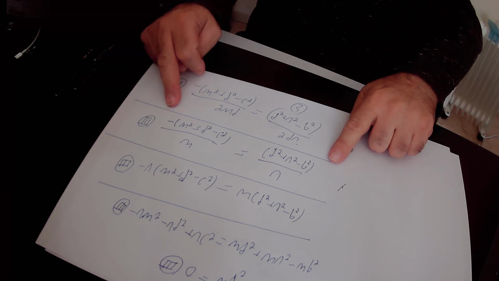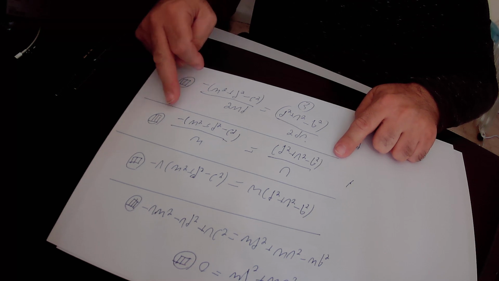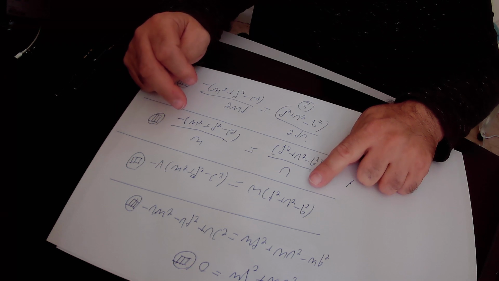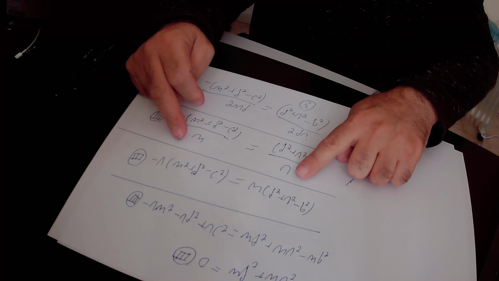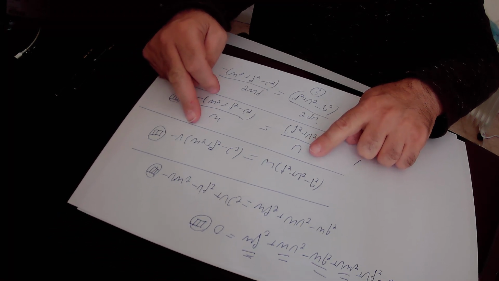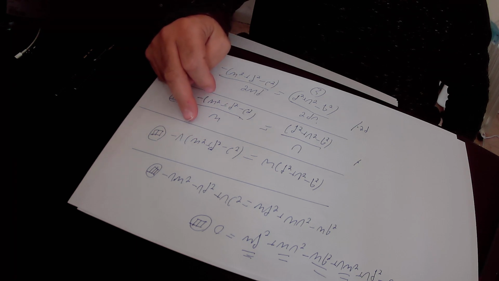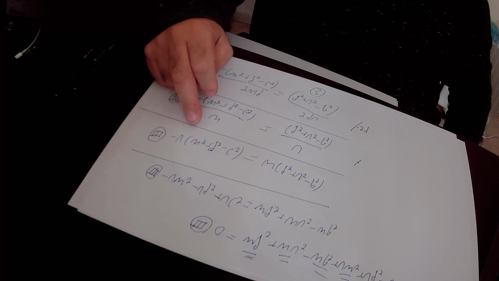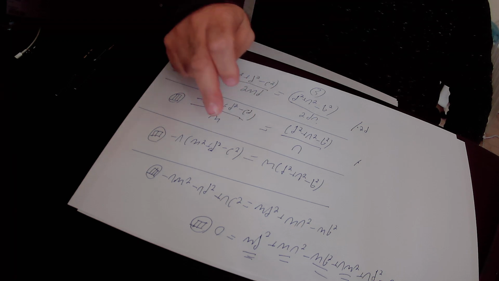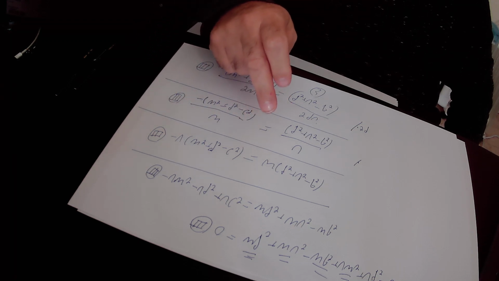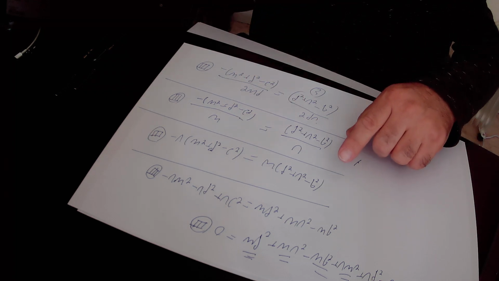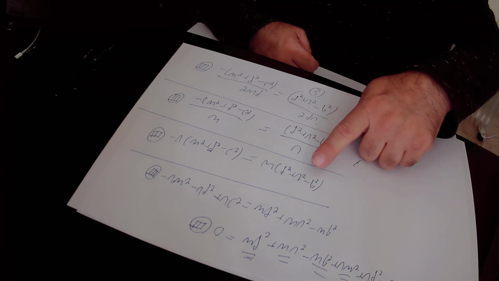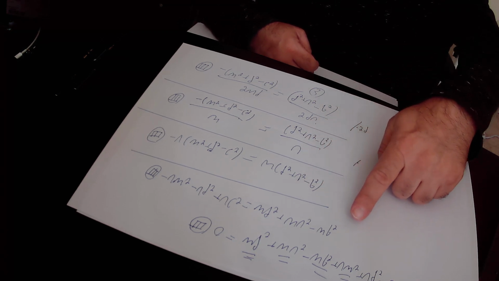Then we cross multiply this equation number 3, and we found out that minus n times m squared plus d squared minus c squared equals m, inside the brackets we have d squared plus n squared minus b squared. Then we open the brackets on both sides of equation number 3 and found out that minus n times m squared is minus n m squared, minus n times d squared is minus n d squared, and minus n times minus c squared is plus nc squared, because minus times minus is plus. On the other side of the equation we have m times d squared is md squared, m times n squared is mn squared, and finally m times minus b squared is minus mb squared.